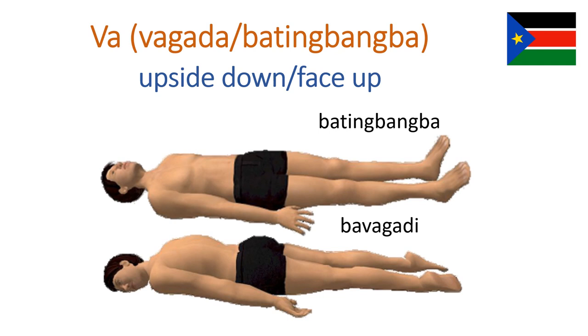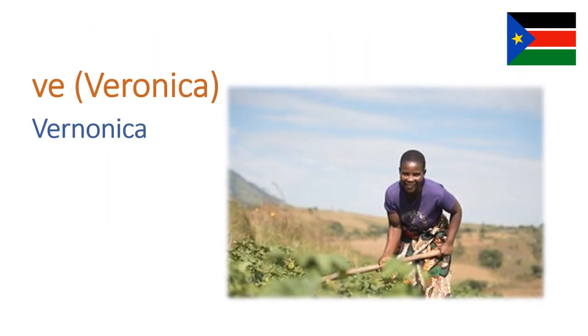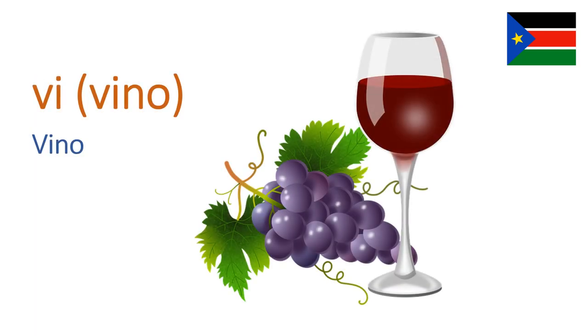Vagada, vagada. It is when somebody or something lies with face down, it is vagada or bavagadi. And the opposite of bavagadi is bachingbangba, with face up. Veronica, that is just a name. Vino, vino. It is what the Catholic priests drink during the Mass.